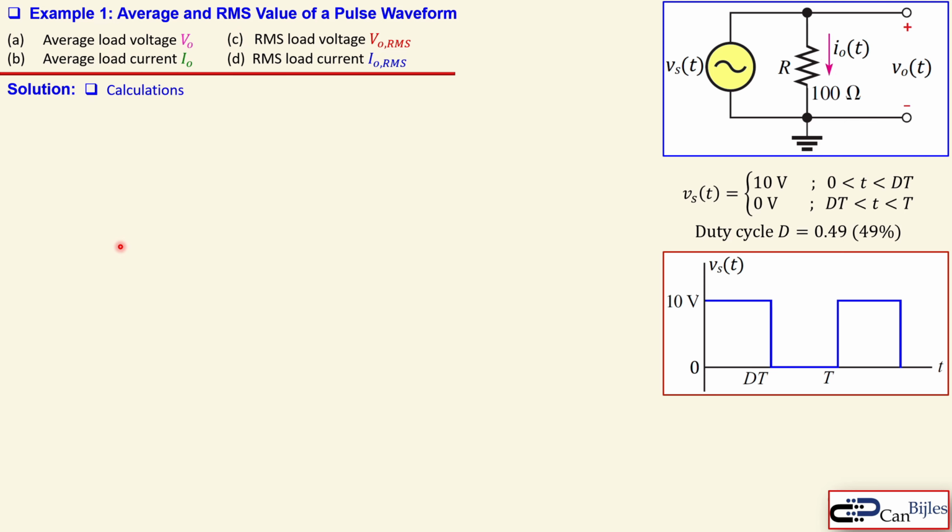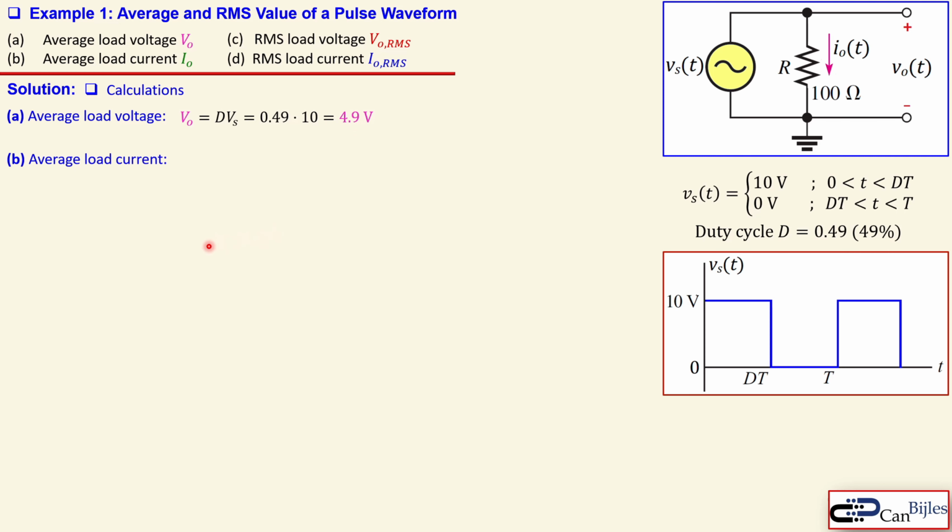The solution, first the calculations. The average load voltage, VO, that is actually here between these two nodes, is calculated really straightforwardly by using the amplitude of this signal, which in this case is 10 volts for this part of the period, times the duty cycle. So duty cycle times the amplitude of that source. That will give us 0.49 times 10, 4.9 volts. That's really that simple for this case.